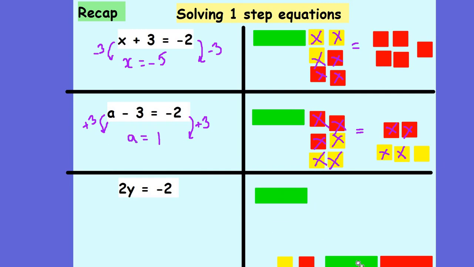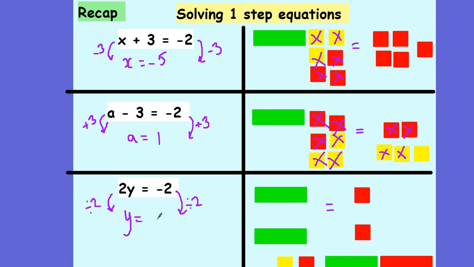Now for the last one, instead of x we've said y, but we're going to model it in the same way. 2 green rectangles is equal to 2 red squares. But I don't want to know what 2 green rectangles is worth. I want to know what 1 is worth, so I'm going to share them out. And what I've done is I've divided by 2. So y is equal to -1, or 1 green rectangle is equal to 1 red square.